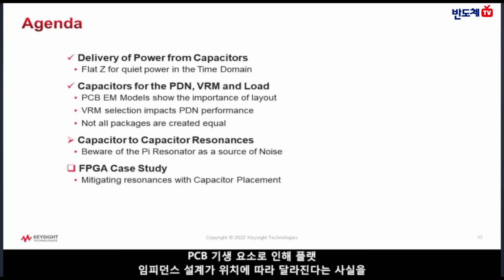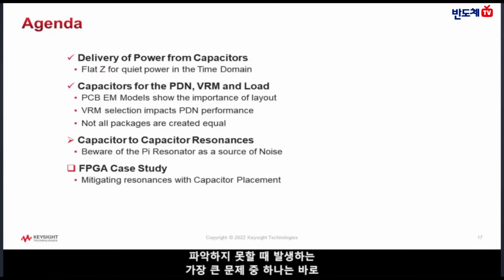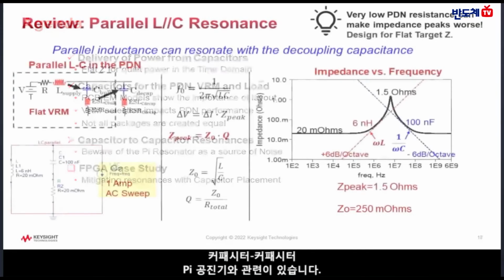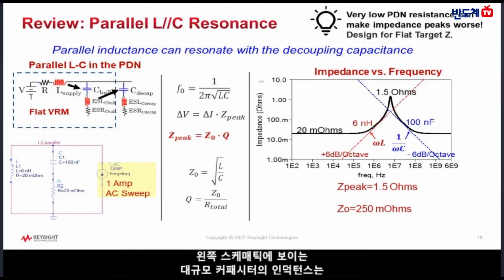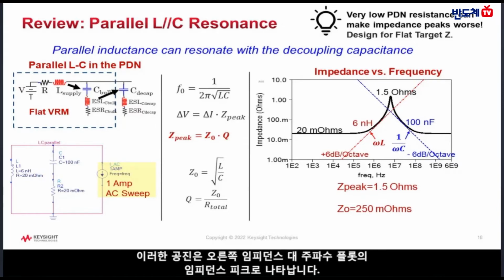One of the biggest problems with not understanding how flat impedance design can vary by location due to PCB parasitics is the problem with capacitor-to-capacitor pi resonators. Classic circuit analysis shows that an inductance in parallel with a capacitance can resonate. The inductance from a large capacitor, as shown in the schematic on the left, can resonate with the capacitance of a parallel smaller capacitor.